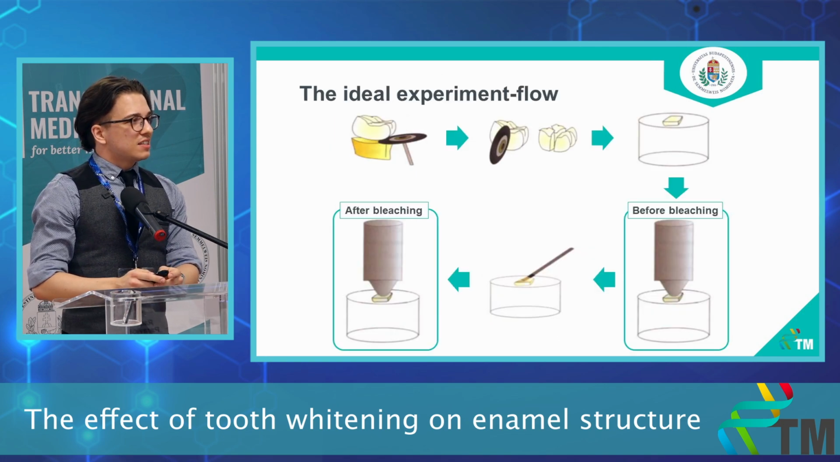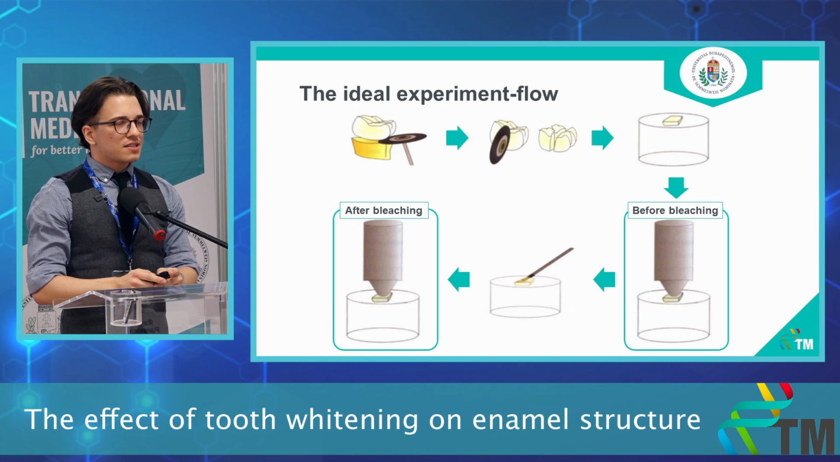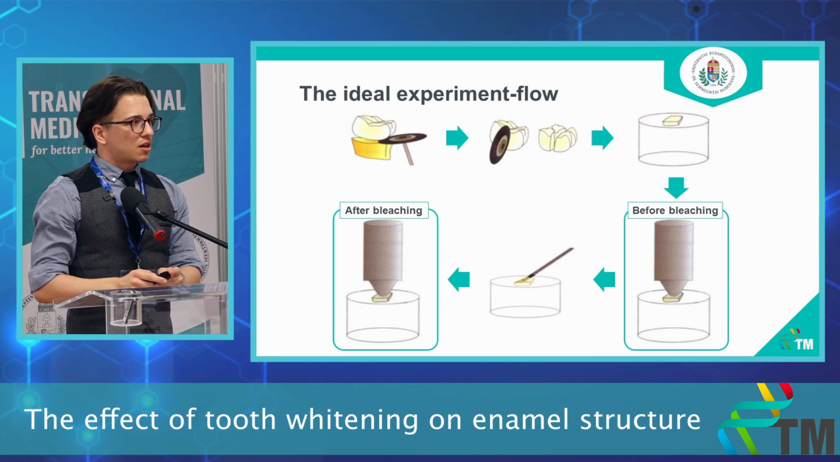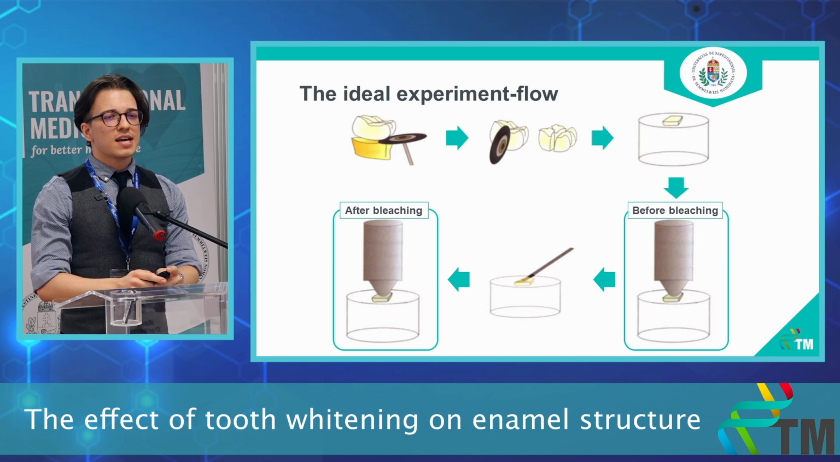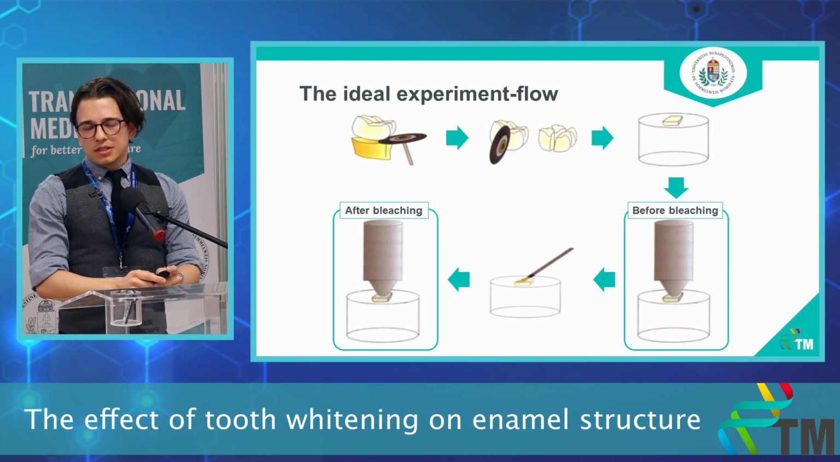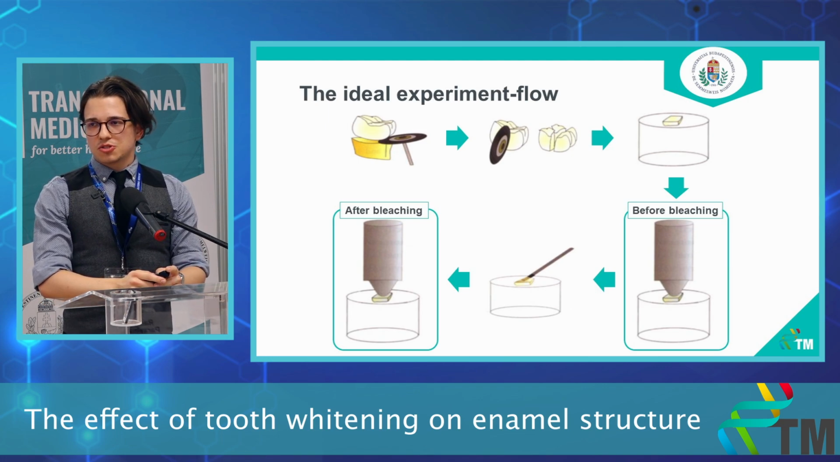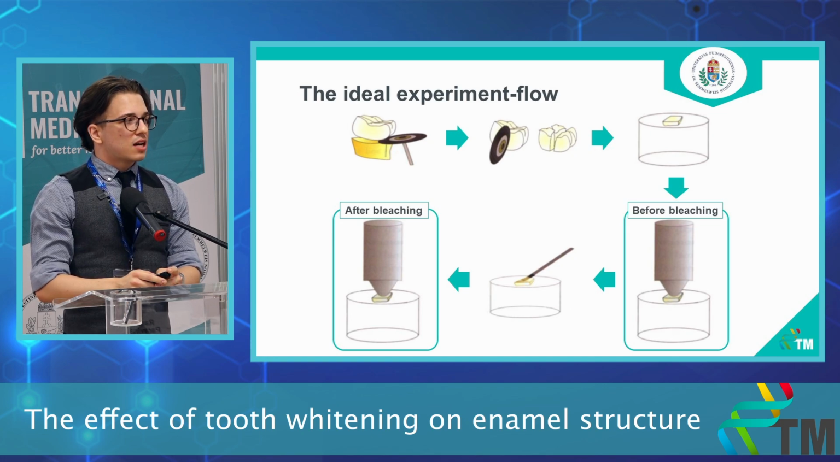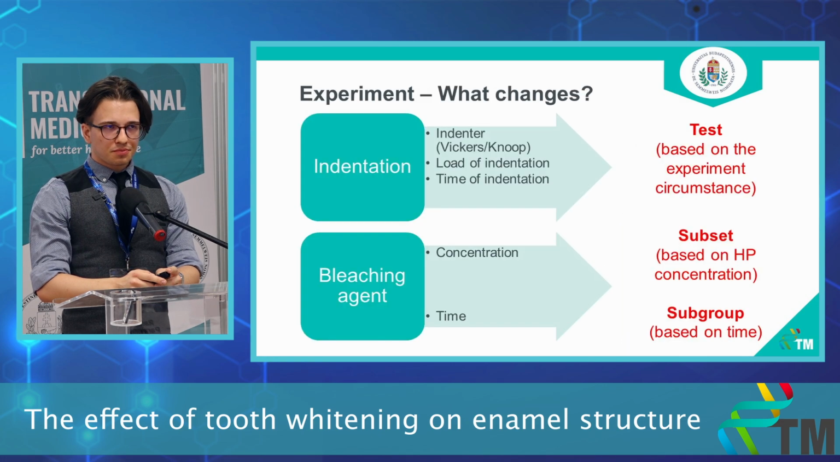Since, unfortunately, these experiments are not ISO standardized, we had to define the ideal experiment flow for the further statistical analysis. After the extraction of teeth, the root portions are cut off. Then we create enamel slabs, and we embed them in acrylic resin. Before bleaching, we do a microhardness measurement, which will be termed the before bleaching microhardness value. Then we do the bleaching, hopefully according to the manufacturer's instructions, and after that we have another microhardness measurement, which will be termed the after bleaching microhardness value.